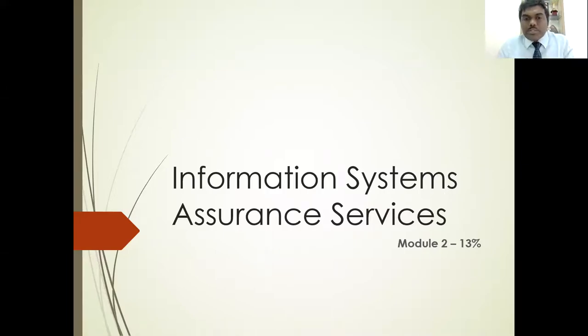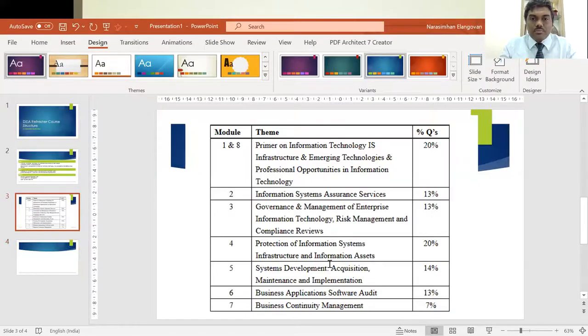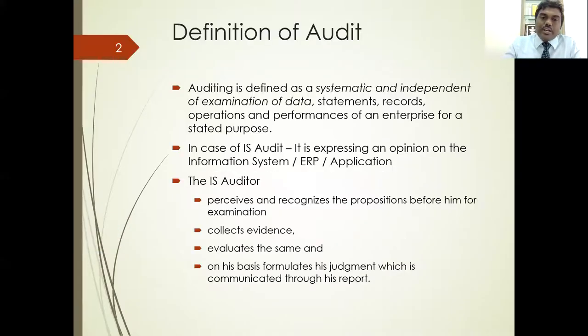Perfect. Okay, welcome to this module 2, which is Information System Assurance Services. This module typically is focused on what the information system is all about and how you, as an auditor, render an assurance service, which is basically, in simple language, IS audit. The entire focus of this chapter is on the concepts of IS audit.